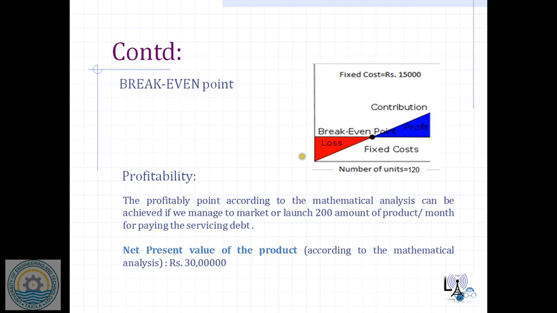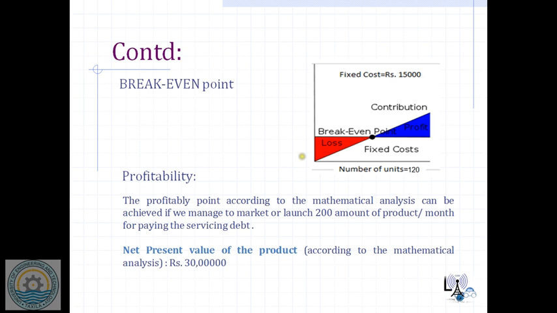Now let us discuss the break-even point. The break-even point, according to the mathematical analysis, can be achieved if we manage to market or launch the desired amount of products per month. Now, according to our calculations, if we are able to sell about 120 products every month, then we can achieve our break-even point.